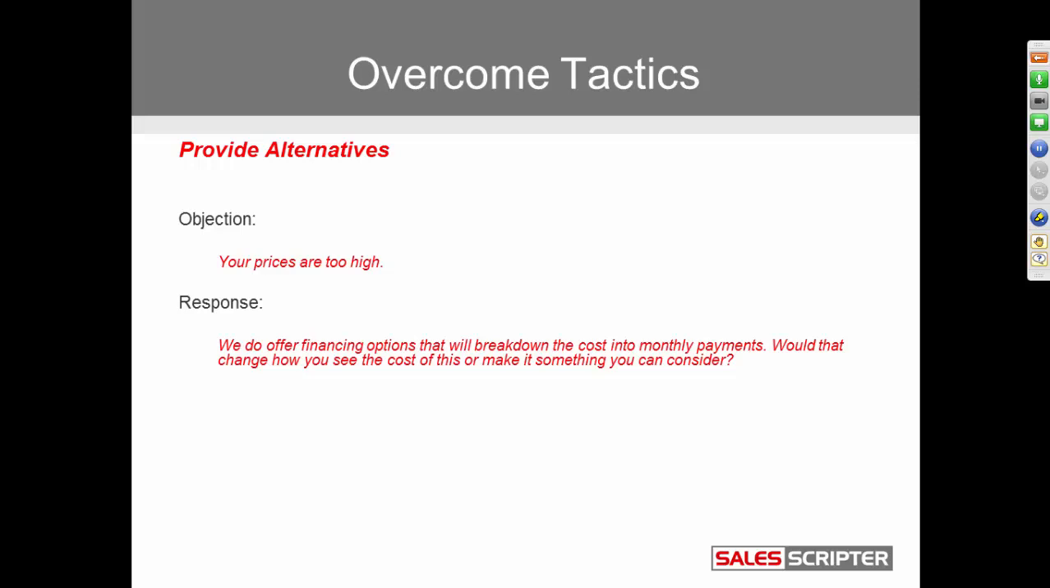Another objection could be that they need the payments spread out over a period of time. So if you got to the root and found out that they don't have the money to spend today, but they could make monthly installments, provide alternatives. We do offer financing options, and it breaks that lump sum down into monthly payments that you could pay over an 18-month period. If you had that option, would that keep this conversation going and make this something that you could consider?